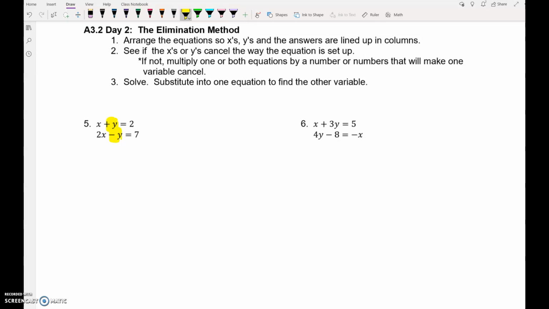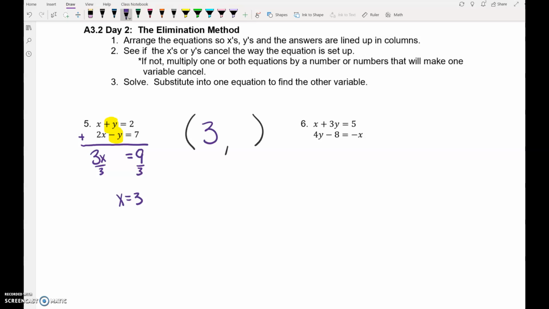So in this first example, we have positive y in the first equation and negative y in the second equation. This one is perfectly set up for elimination. We add these two equations vertically. What is x plus 2x? 3x. Y plus negative y, they cancel each other out, leaving you with nothing or 0. You don't have to write the 0. And then 2 plus 7 is 9. Can we solve the equation 3x equals 9? Yeah, divide both sides by 3. X equals 3. So our solution here is going to have an x value of 3.